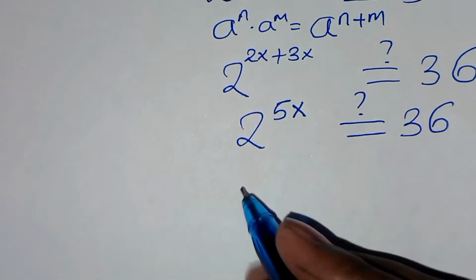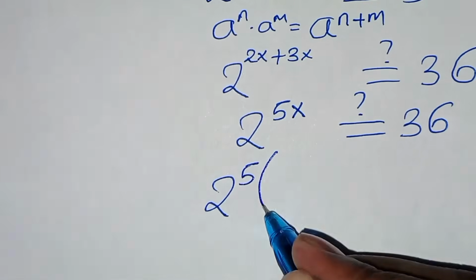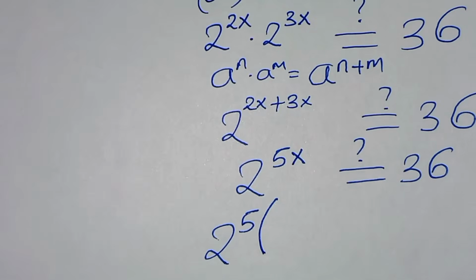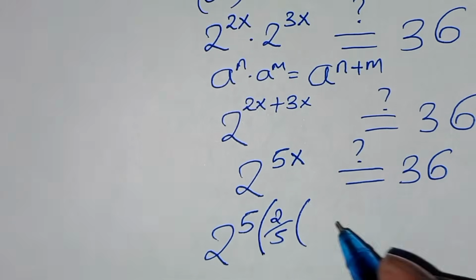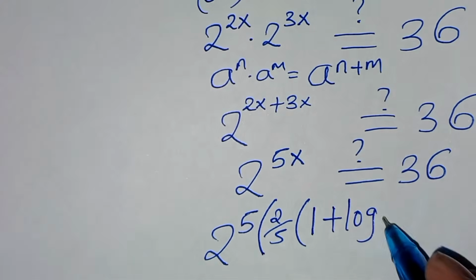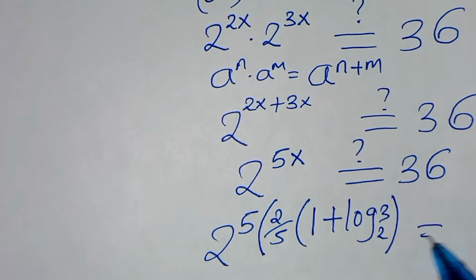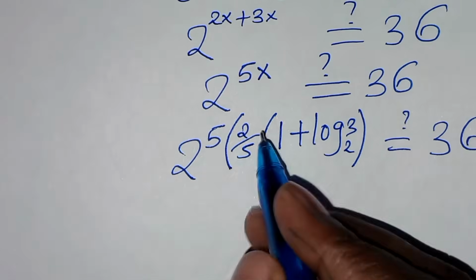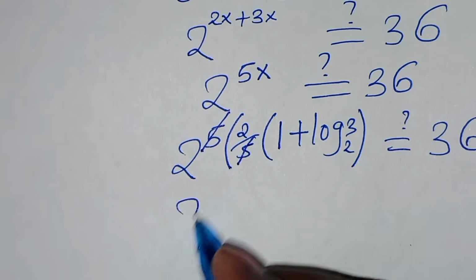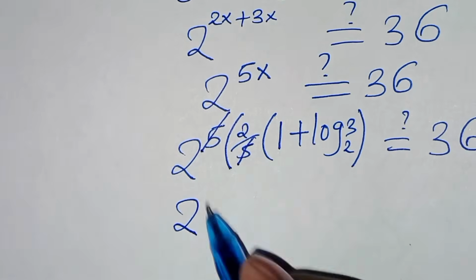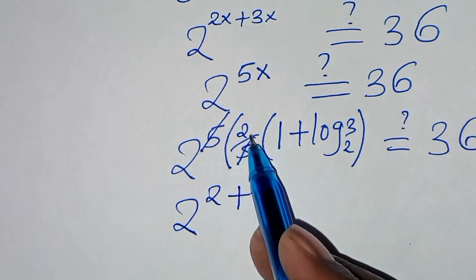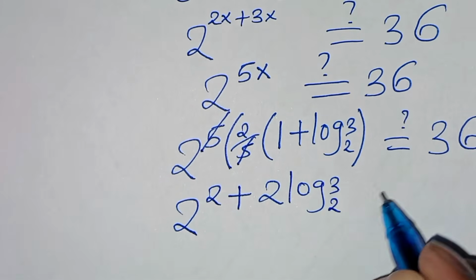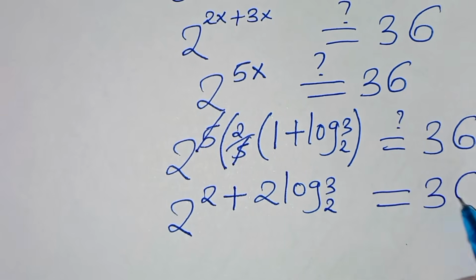By substituting the value of x, we'll have 2 to power 5 times x. X here is 2 over 5 into the parentheses 1 plus log 3 to base 2. This should give us a value of 36. Now, let's simplify here. 5 and 5 simplify. So we'll have 2 to power 2 times 1, this is 2, plus 2 times log 3 to base 2, which is 2 log 3 to base 2. This should give us a value of 36.